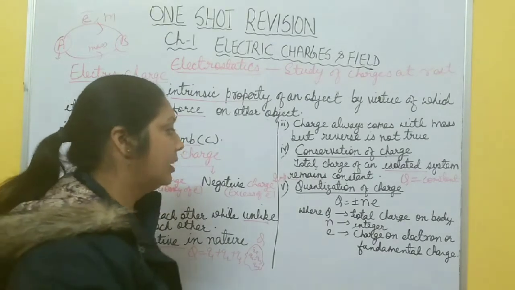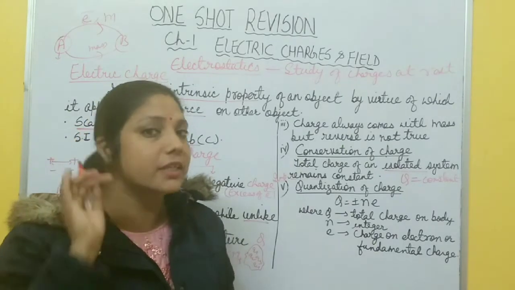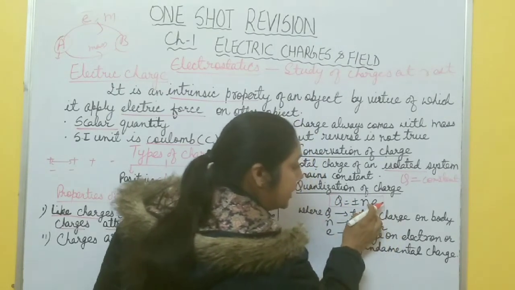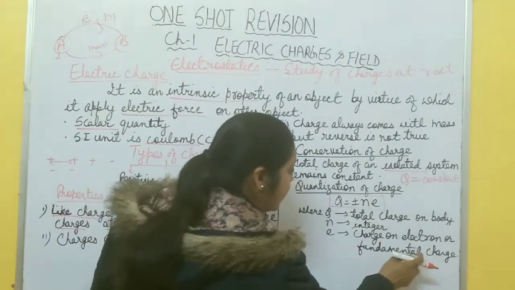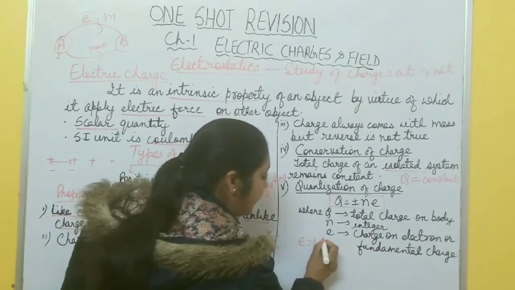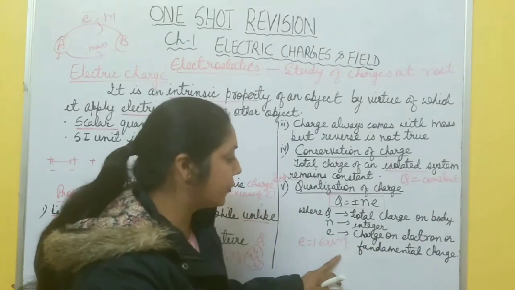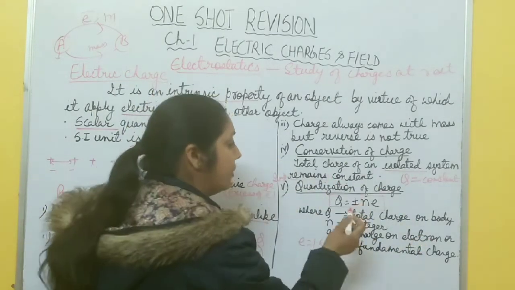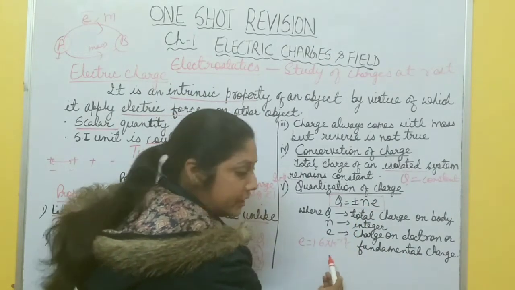What does it mean? Quantization of charge means the total charge on any body is always an integral multiple of the smallest value of charge, which is called the fundamental charge. What is the value of this smallest charge? This is the charge of an electron, 1.6 into 10 to the power minus 19 coulomb. So, charge on any body is always an integral multiple of this charge of electron or fundamental charge, right?